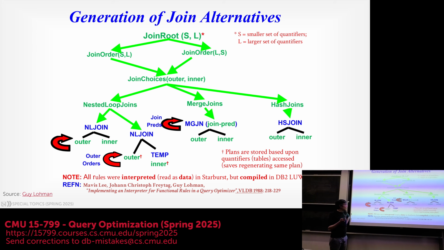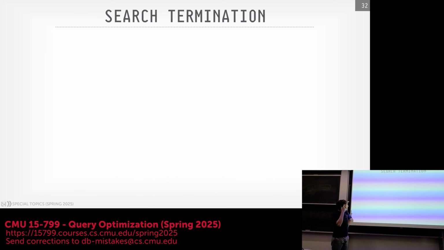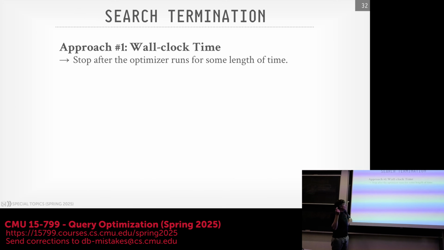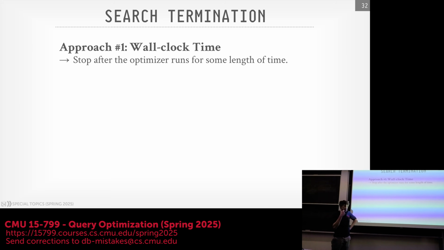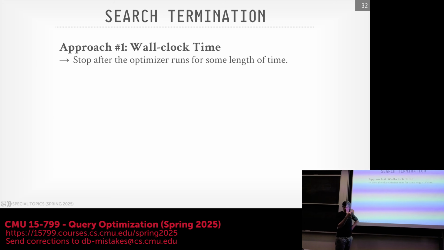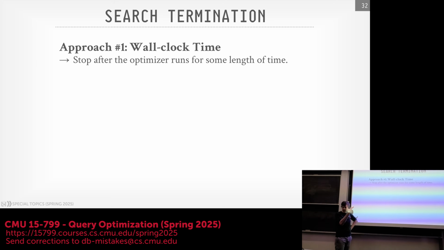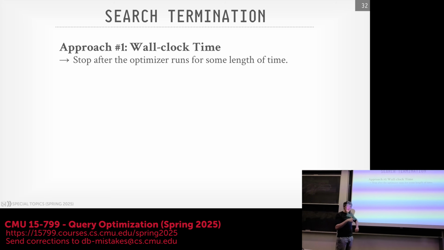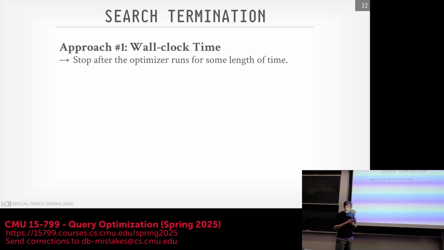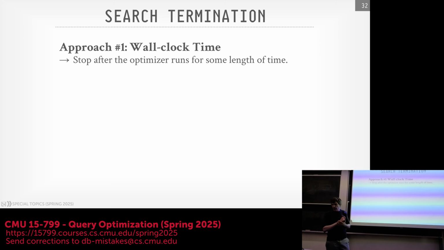Okay, all right, so how long does this go? Well, as you said before, you can just look at how long you're running in wall clock time. In Postgres, this is basically how it works. You can set a timeout for how long the query optimizer is allowed to run, and once it's done, it does the final cleanup and refinement, and you're given whatever the best query plan it had.